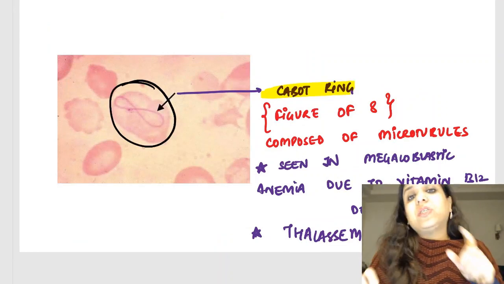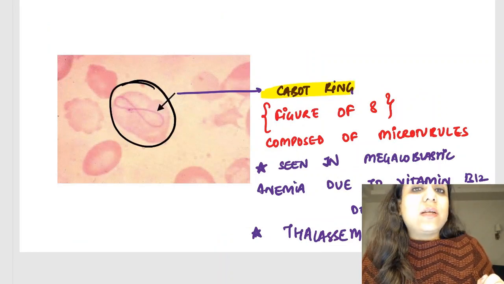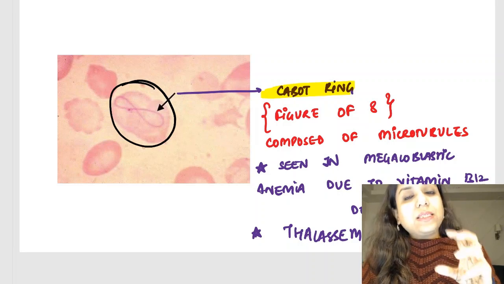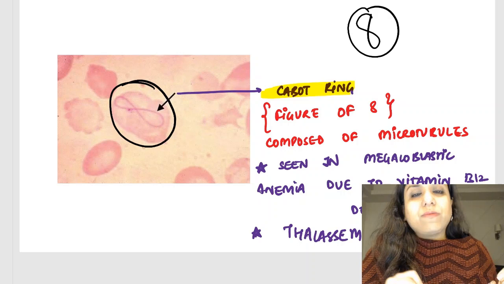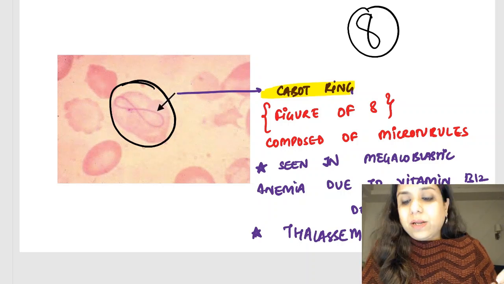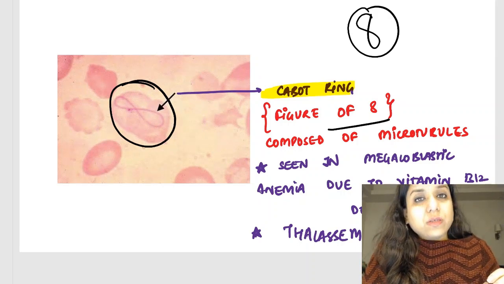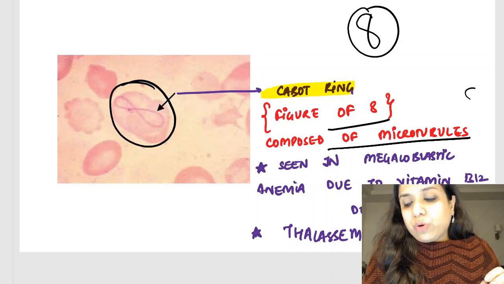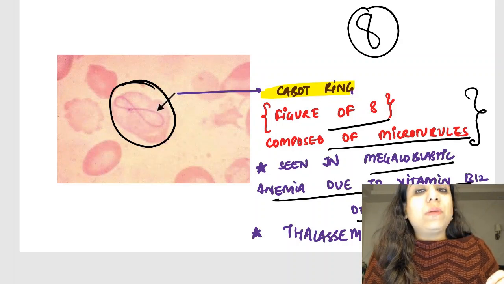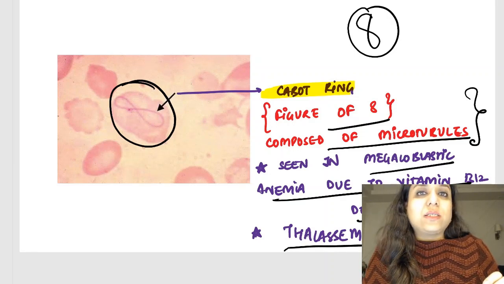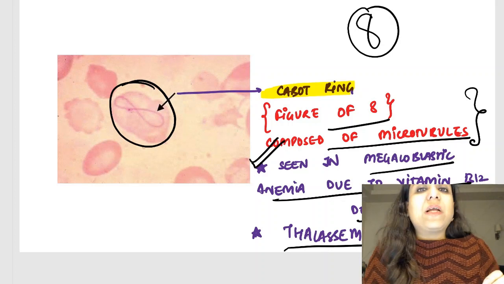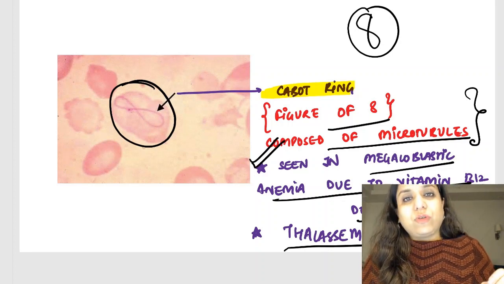Okay, this image is a spotter which is quite commonly asked in FMGE exam students. Inside the RBC, can you see something like a figure of 8 arrangement? Right? So this figure of 8, which is composed of microtubules, is seen in megaloblastic anemia due to vitamin B12 deficiency mostly, right? And also seen in thalassemia. Best answer is megaloblastic anemia due to B12 deficiency. Easy?